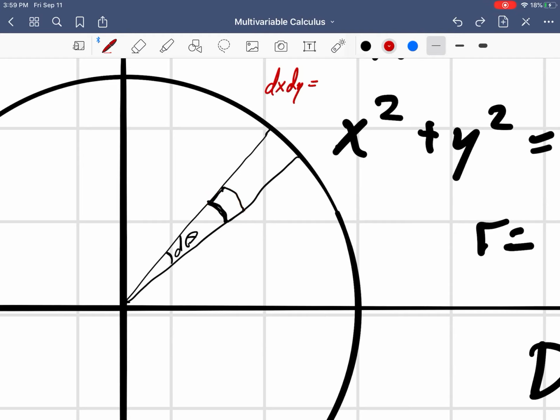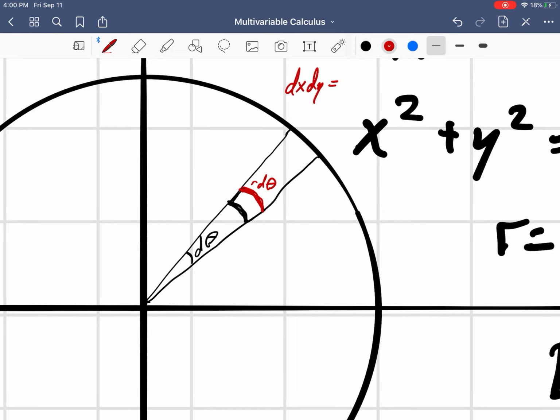Basically, what it comes down to is that this little arc right here, which very closely approximates a rectangle for smaller and smaller d theta, has a length of r d theta. Because if you remember from basic geometry, s is equal to r theta. Well, theta in this case is the d theta. So it's r d theta.